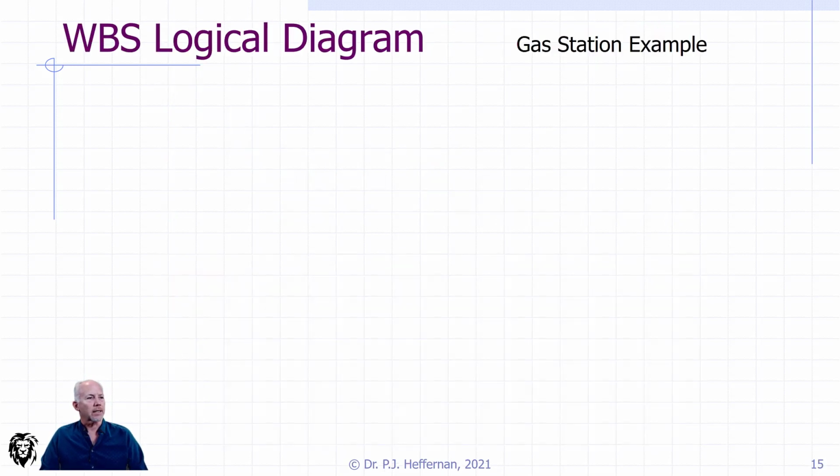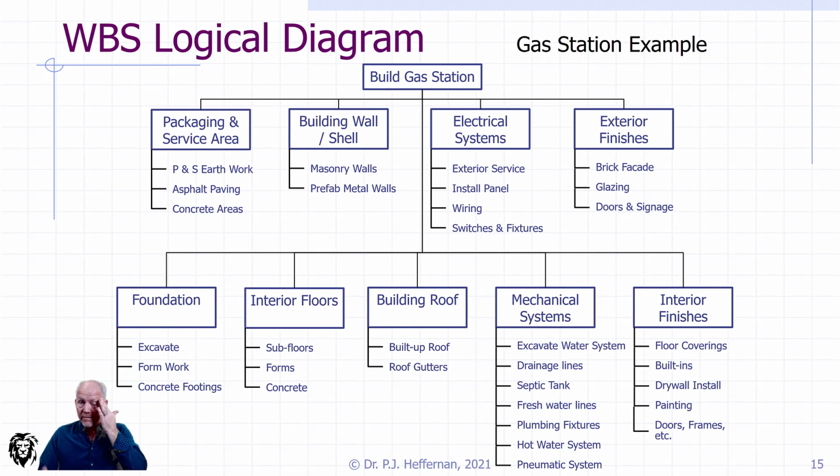So let's look at an example. Here we have a simple work breakdown structure for a gas station construction project that you might be doing. Build the gas station. Again, we see packaging and service areas, building the shell wall, electrical systems, exterior finishes, foundation, interior floors, building floors, and then each one is broken down into a number of simple tasks. And if we've broken it down enough, we've gotten down to schedulable, costable work packages that we can put into our schedule and deliver the project. So I can critique this one on a couple of fronts.